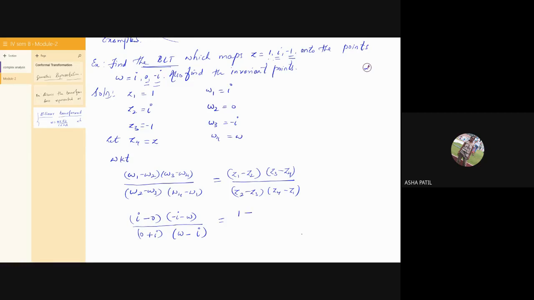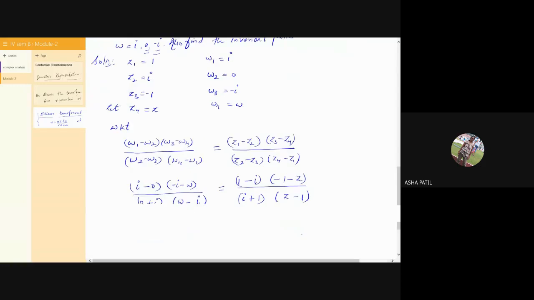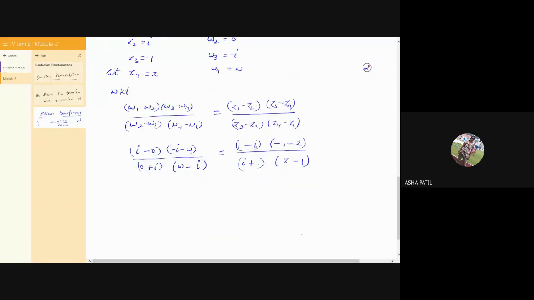Now we'll go for the Z points. Z1 is 1, Z2 is I, Z3 is -1. Z3 is -1 minus Z4, which is Z, divided by Z2. What is Z2? It is I minus Z3, which is -1, so we'll make it plus, and Z4 is Z minus 1. Hope I have substituted correctly. Check it once. So this we have got.